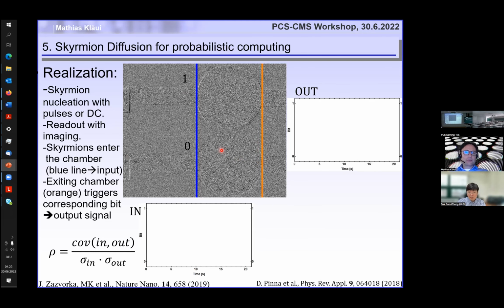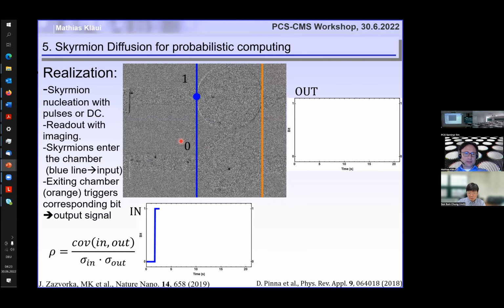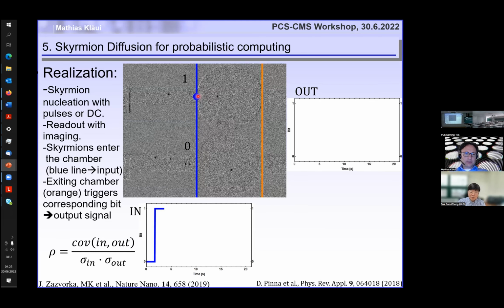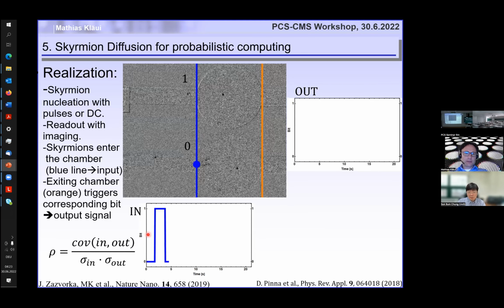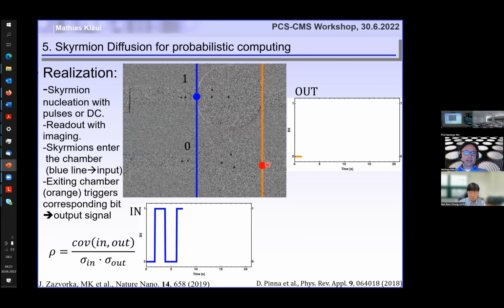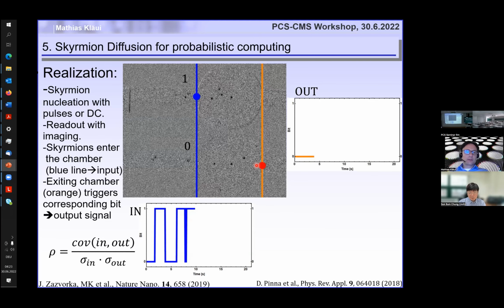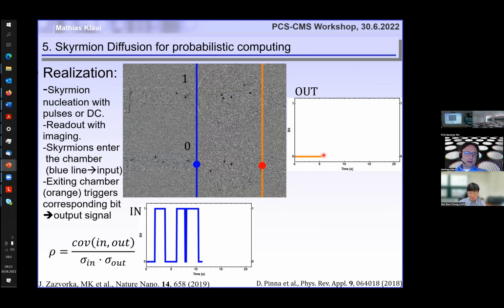So now let's do this. We see here, the first skyrmion entered here was a 0. Now a skyrmion entered here, it's a 1. Another skyrmion entered here, it's a 0. Now the first skyrmion exited here, it's a 0. Now another skyrmion exits here, it's a 0. Now a skyrmion will exit here, it's a 1, and so on and so on. And so here's our input stream, and here's our output stream.